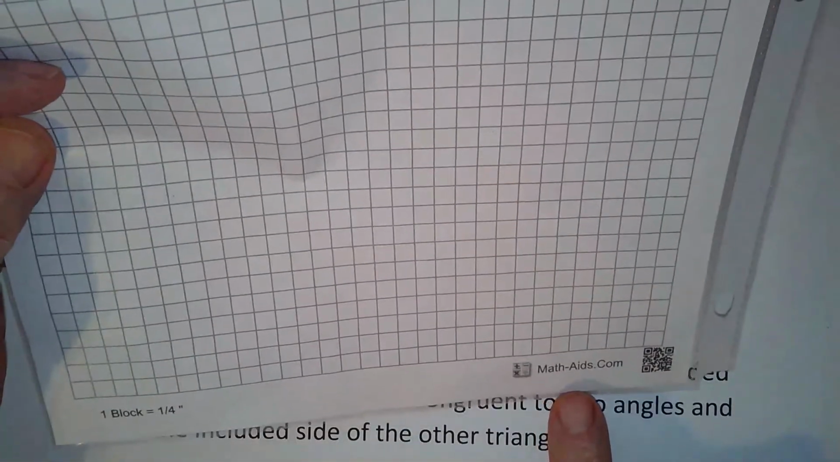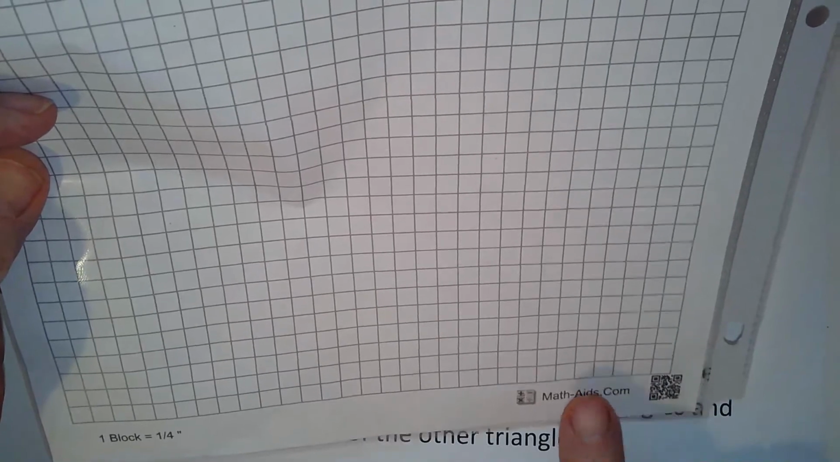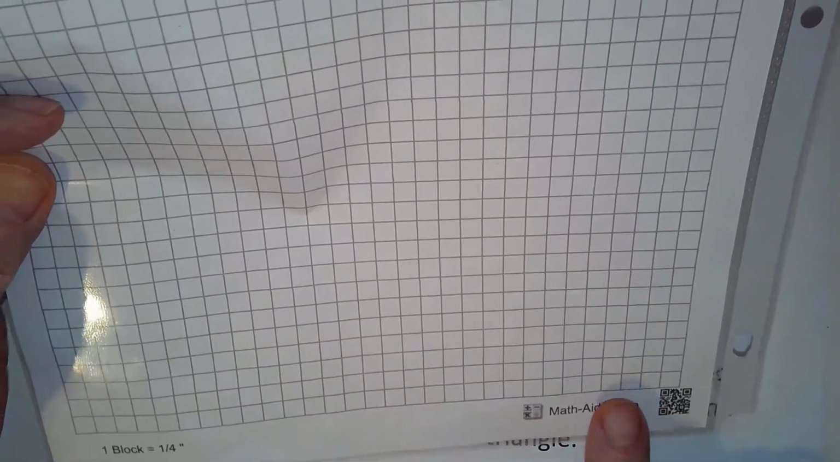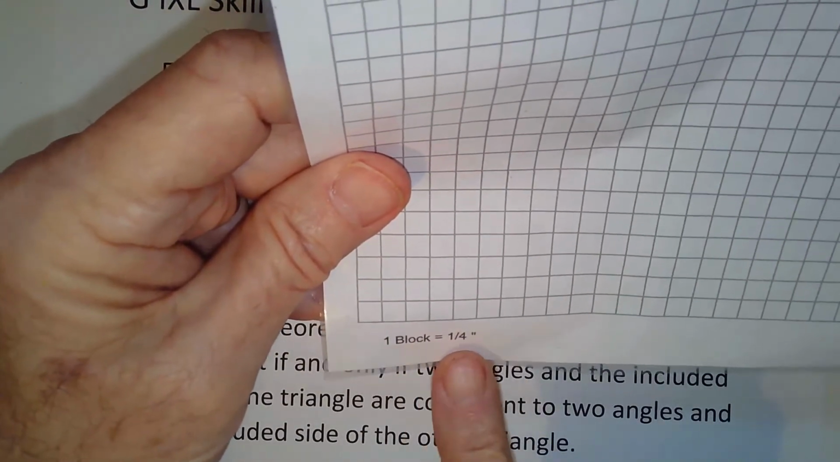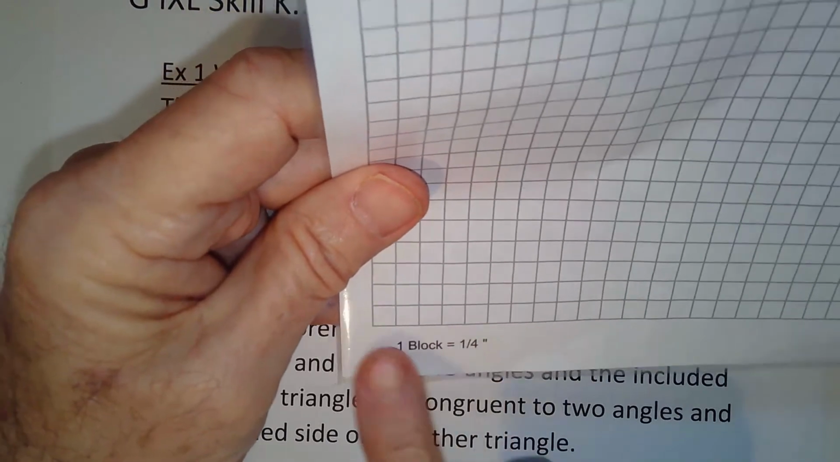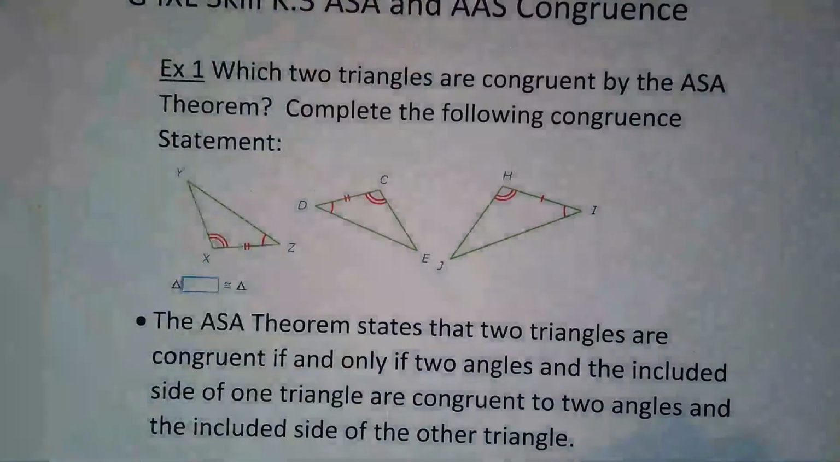Just go to math-aids.com, and you can for free get this particular grid, which is a full page size grid, where the spacing is 1 block equals 1/4 inch. That's the scale, actually. Each one is a 1/4 inch by 1/4 inch, or 1/4 inch squared.